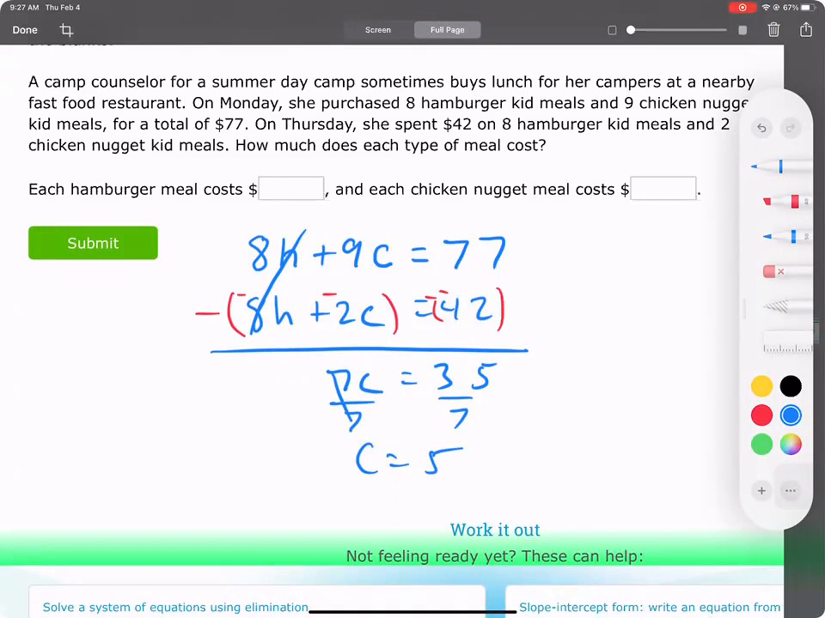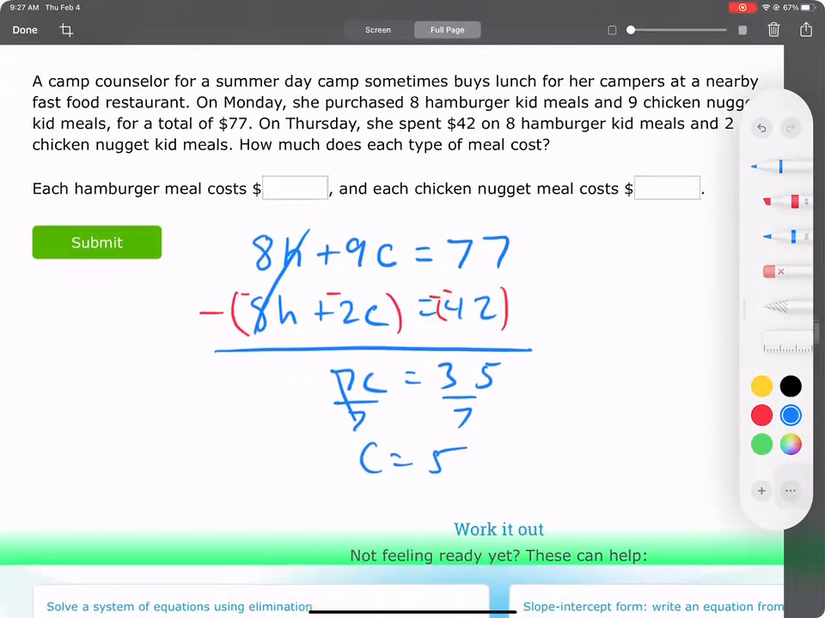Now that we solved for our chicken nugget meal, let's go back and solve for the hamburger. Again, you can use either of these equations to solve for it. Let's use the bottom one. 8h plus 2c equals 42. We know that c is 5. 8h plus 2 times 5 equals 42. 8h plus 10 equals 42 because 5 times 2 is 10.